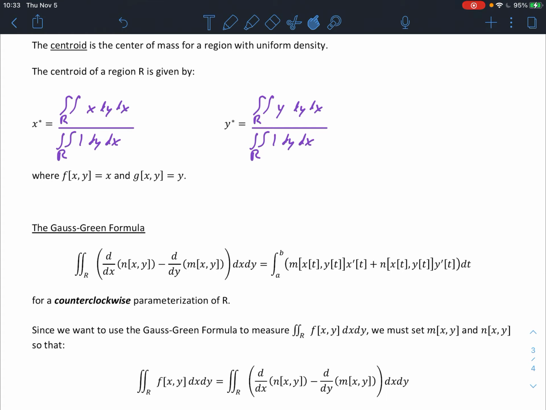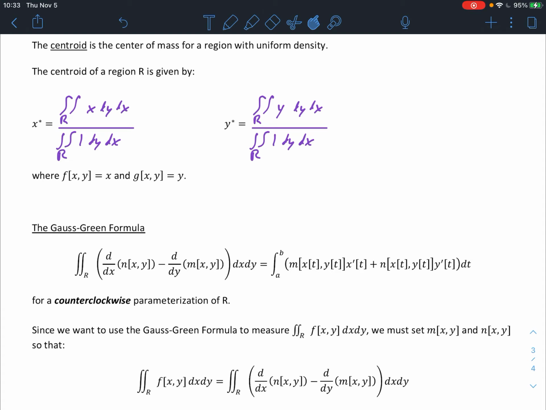Our next topic is the centroid. The centroid is the center of mass for a region with uniform density. We use x star and y star to represent centroids. To get that, we double integrate x over the region, over the double integral of 1. That'll give you the x coordinate of the centroid, and do the same thing for the y coordinate, except replace x with y. I'm not going to go through any examples with that.